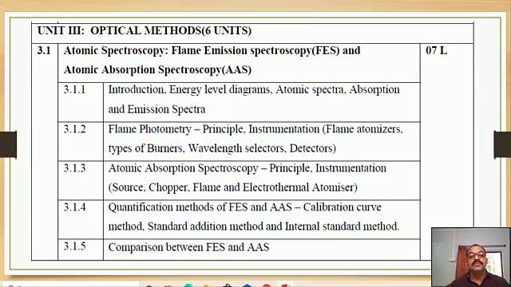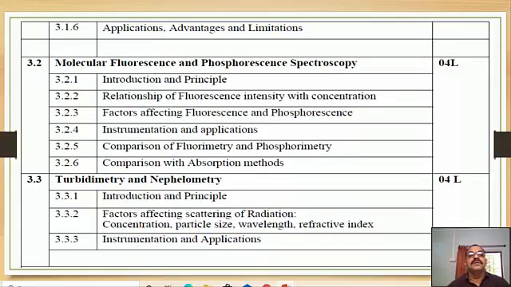Then how can we make use of these two techniques for quantitative analysis? With the help of four different methods such as calibration curve method, standard addition method, internal standard method, and ultimately we have to compare these two techniques, flame emission spectroscopy and atomic absorption spectroscopy. And then we have to see the applications, advantages and limitations as well.